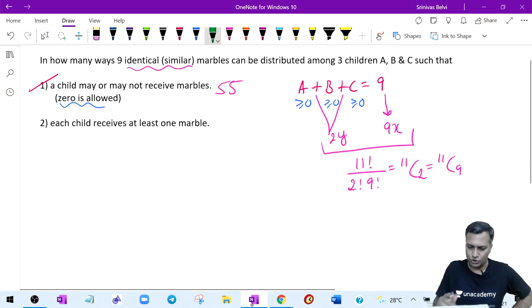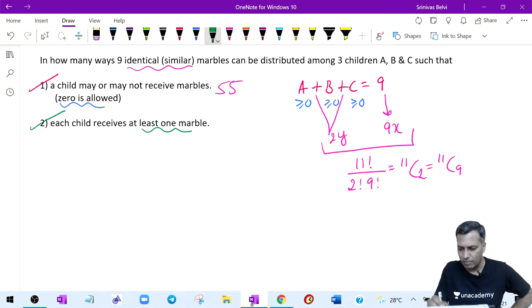What is he saying in the second question? Each child should receive at least one marble. Same 9 identical marbles, same three kids, A, B, C, but each child should receive at least one marble. What do we do in this particular case?